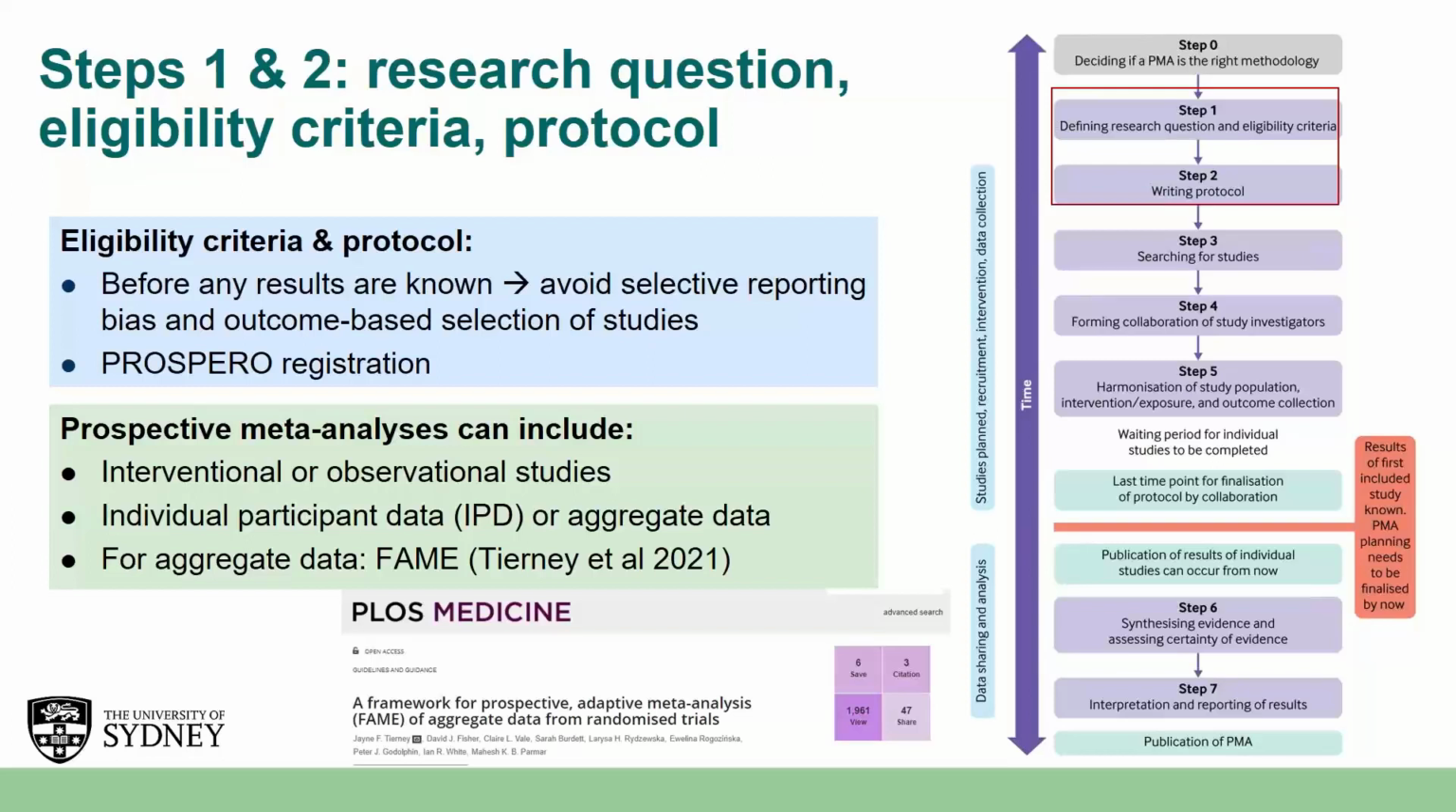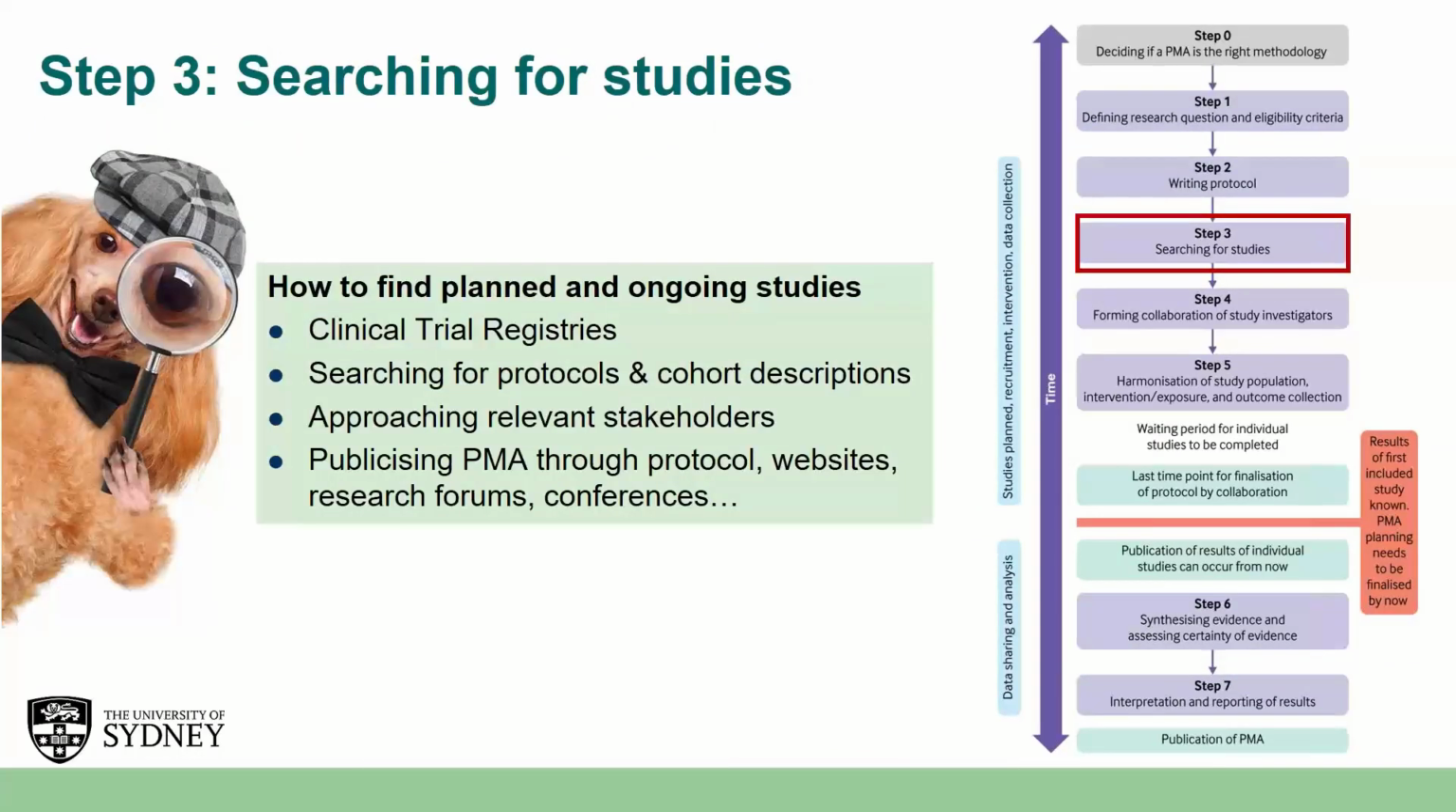PMA can include interventional or observational studies and individual participant data or aggregate data. For aggregate data PMA, there's actually a separate framework that has recently been published, which I've shown you here at the bottom of the slide for your reference. Over to you, Kylie.